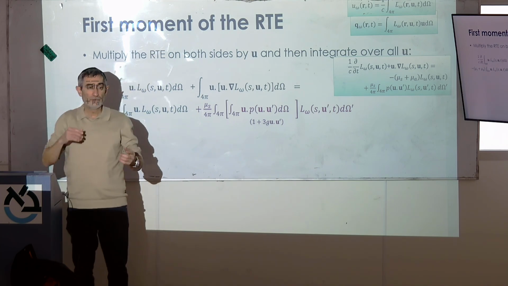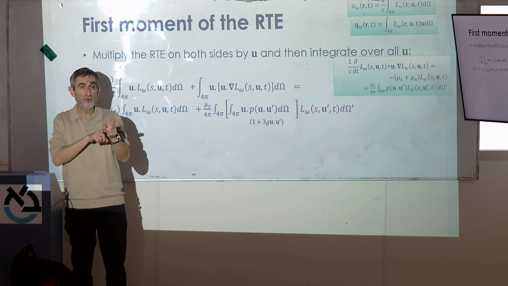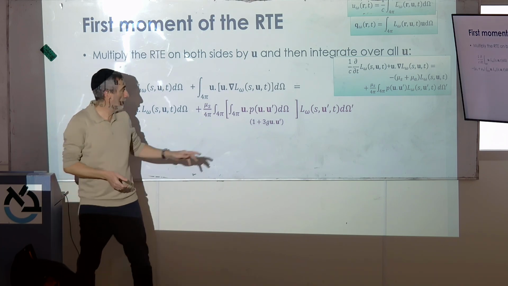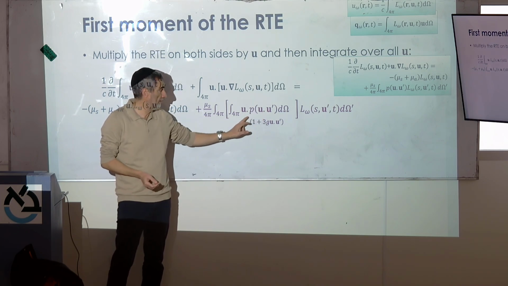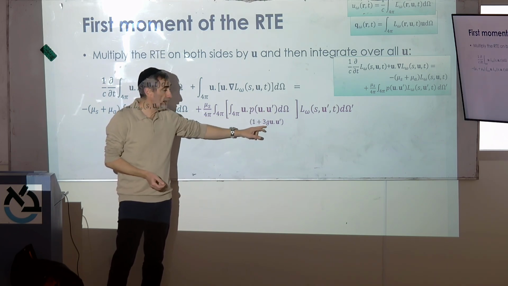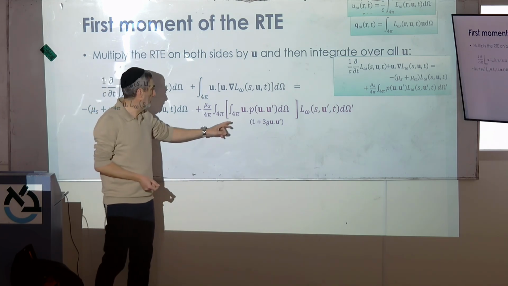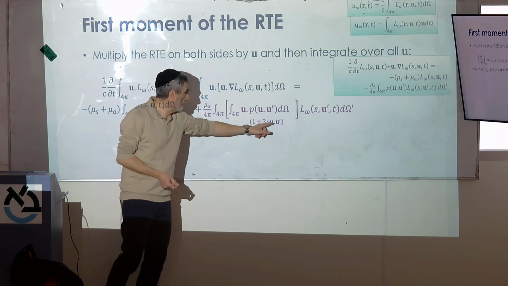No. For each vector U, you have another one which is opposite, so when you sum them, it's 0. In any direction, you get 0. So the integral of U d omega is 0, and this term disappears. We are left with this term here, which gives you 3G U times U prime.